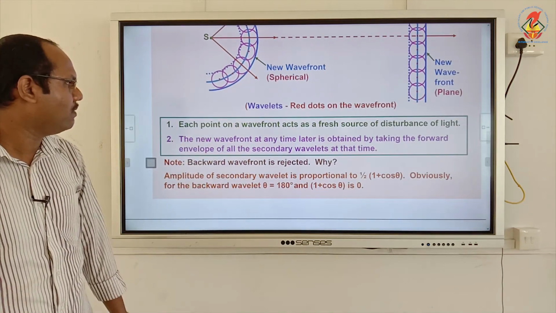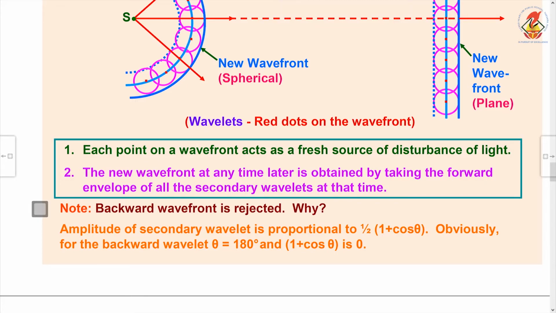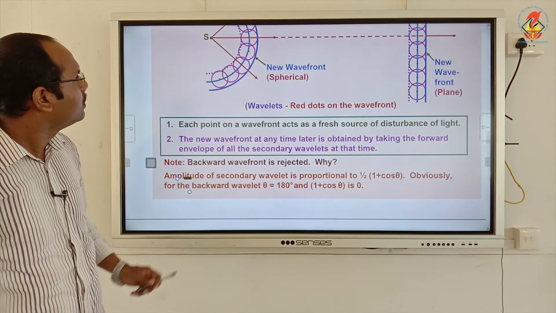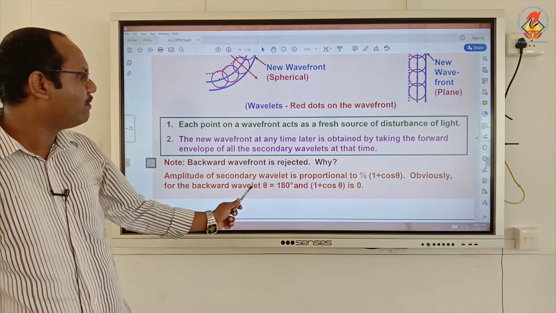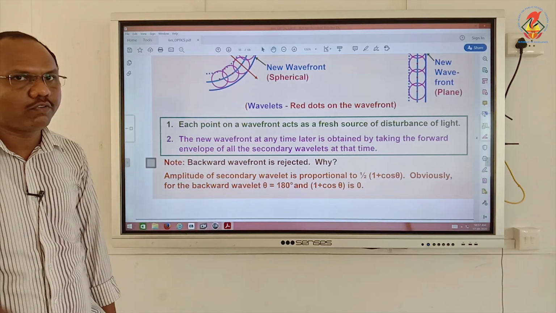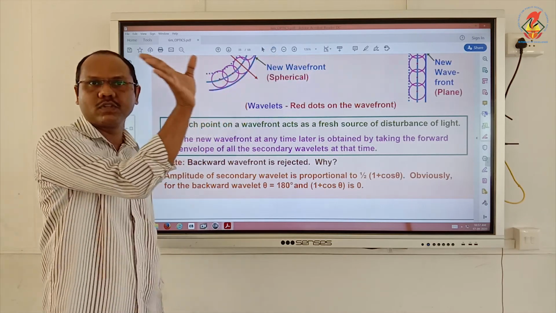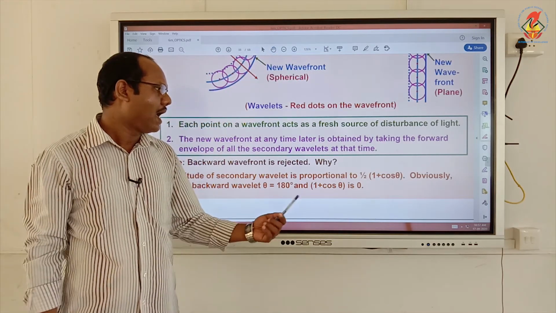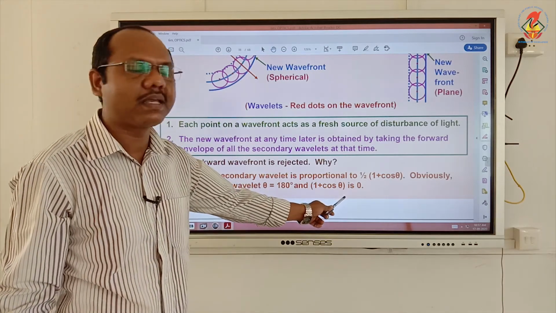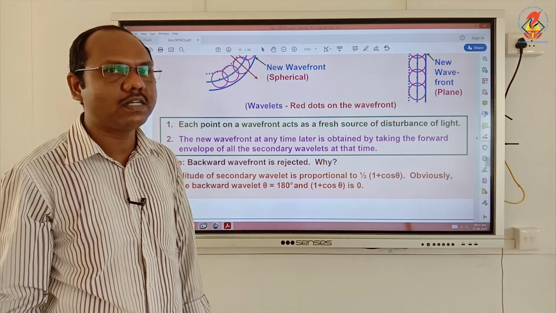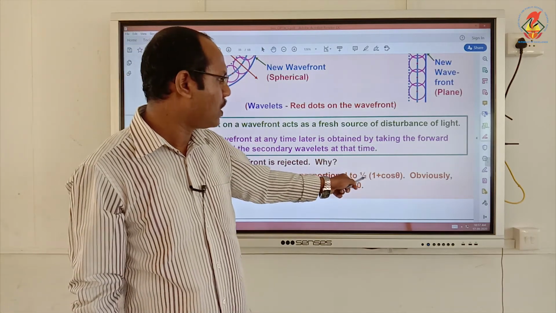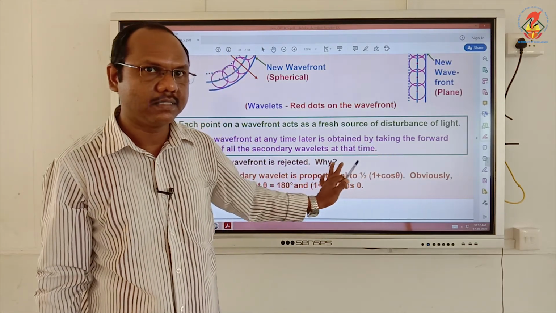Now, I have written why the backward wavefront is rejected. The amplitude of the secondary wavelet is proportional to 1 plus cos theta. For the forward wavelet, theta is equal to 0 degrees. And for the backward wavelet, theta is equal to 180 degrees, and cos 180 is minus 1. So 1 minus 1 becomes 0. That is why the backward wavefront is not there. Not possible. There is no half here, only 1 plus cos theta. Just make a note of that.